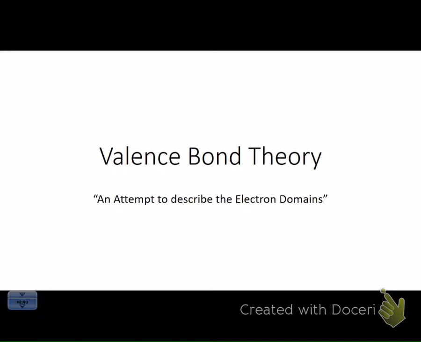This is a theory of bonding that came along after VSEPR, and what it did was attempt to describe those domains. Like, what are they? How are they forming? What do they look like? What are some properties of these domains and these bonds that we're seeing formed according to the VSEPR model? So let me begin this by going through an illustration, and I'm going to use methane as my model molecule.